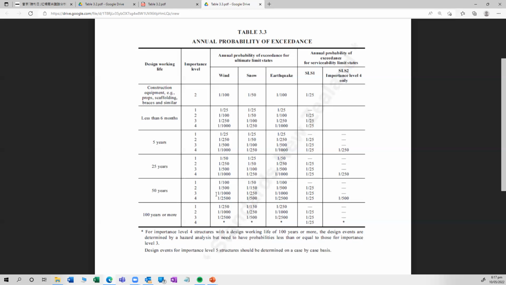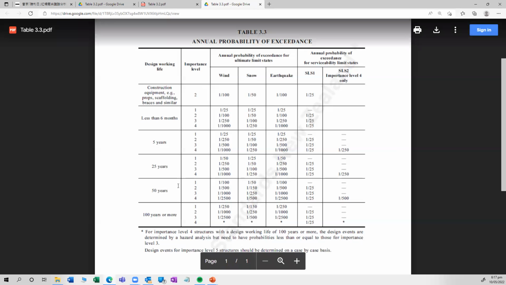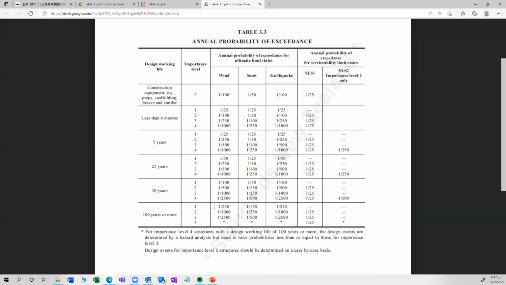Or you've got a 2 in 500 chance of it happening over 2 years. Very simple concept. So this is where we look up our return period from this table here. So we get an importance level. You're told what design working life you want, and then you go away and read off the return period.